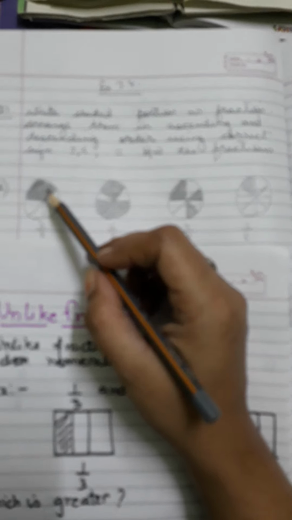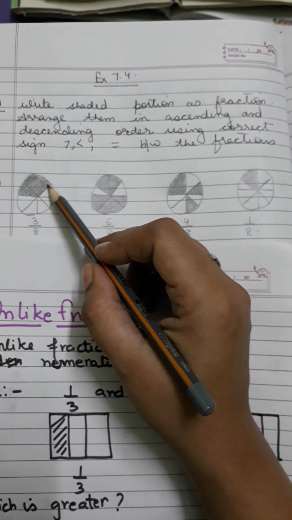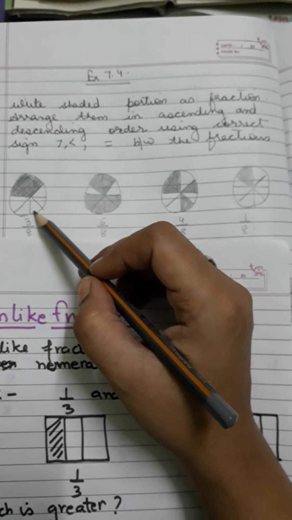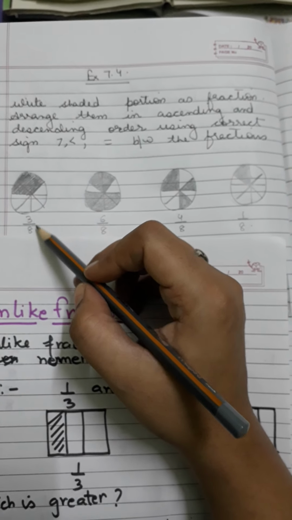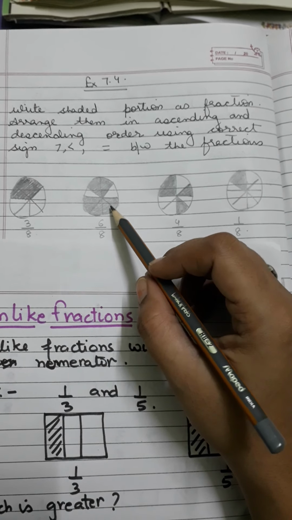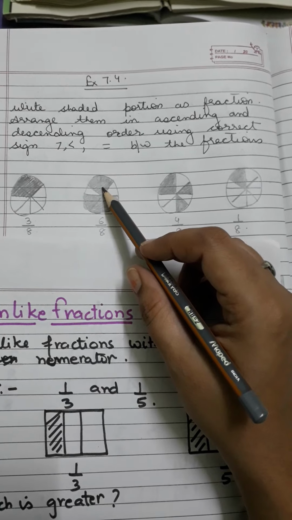Fine. So here, in the A part, how many parts have been shaded? 3 parts. And how many are the total parts? 8 parts. So what will the fraction be? 3 by 8. Similarly, in the next it is 6 parts out of 8 that have been shaded.